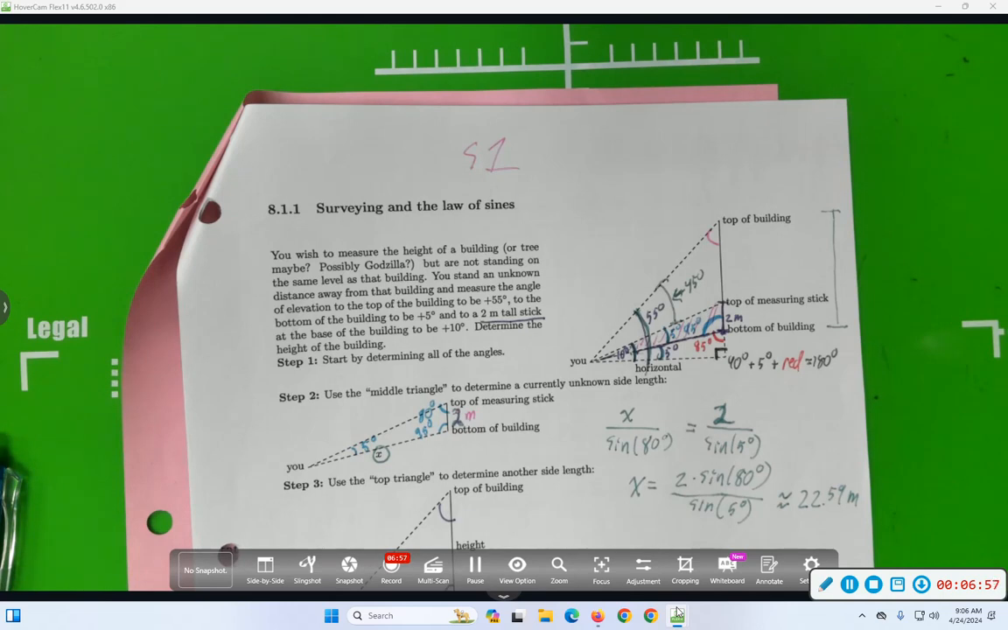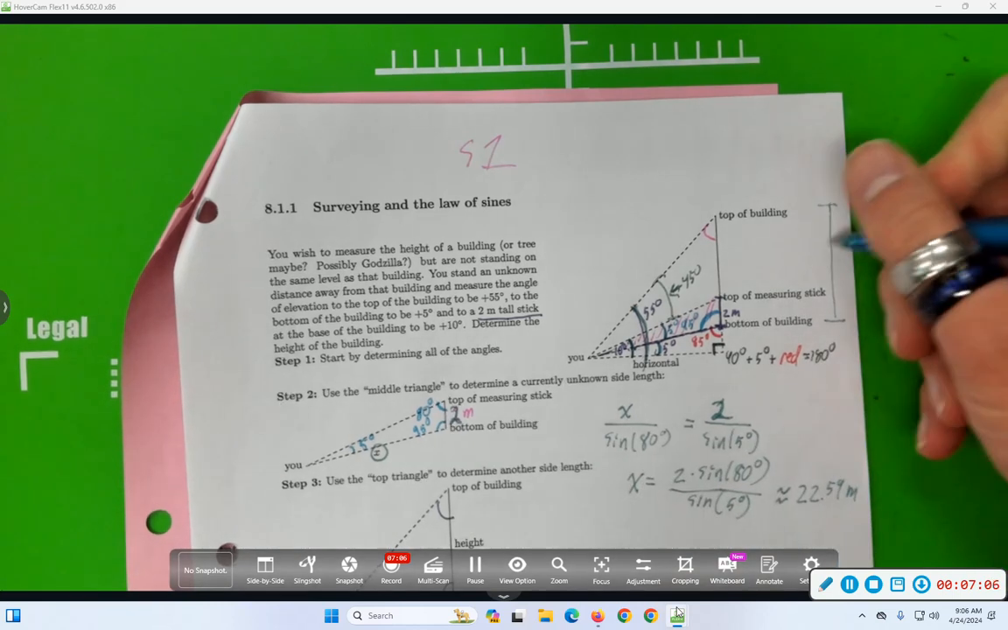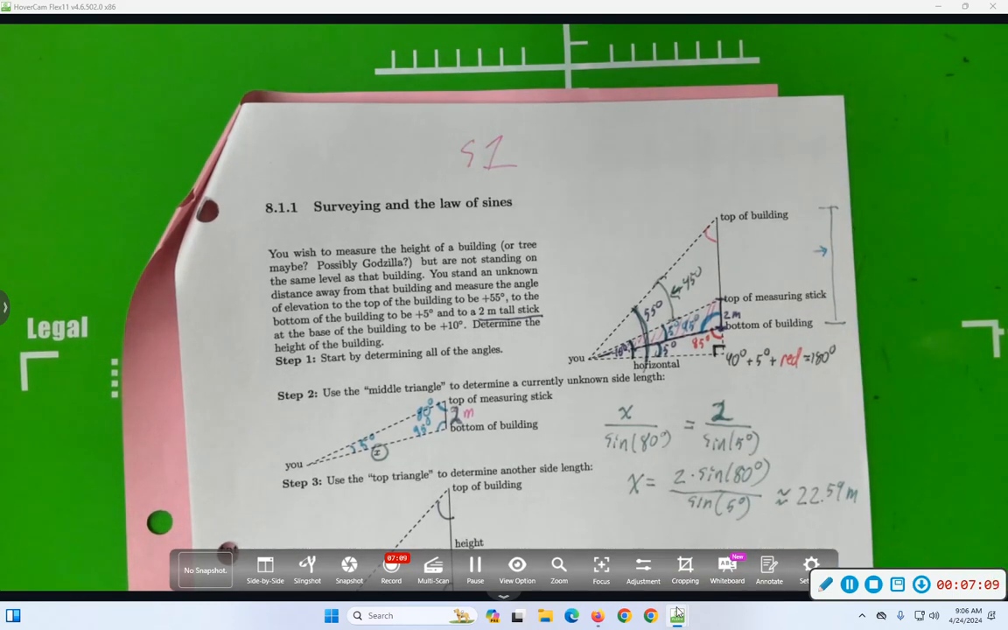All right, that feels pretty good. That's not what we wanted anyway. I didn't care about this, this length isn't the problem. I want the height of the building. That's the height I want.